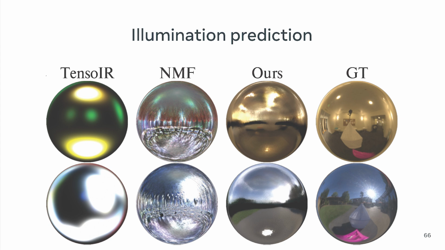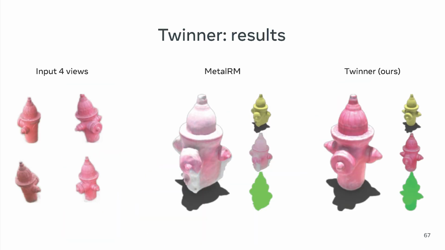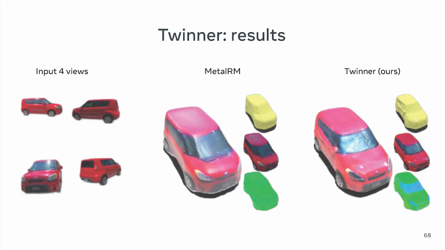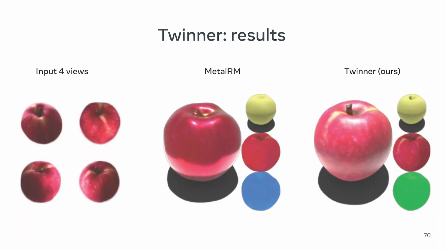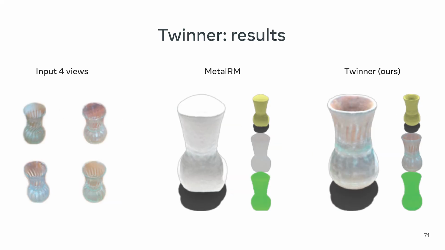And then, just to conclude, some final results for input views. The results we got last year with Metal-LLM, and the results we get with the Twinner method this year, which is much better. Another example with the toaster, which is very metallic, obviously. And one more with the apple. Last year this was estimated to be too metallic. Now it gets a much better appearance, which is non-metallic. And here's one more example.